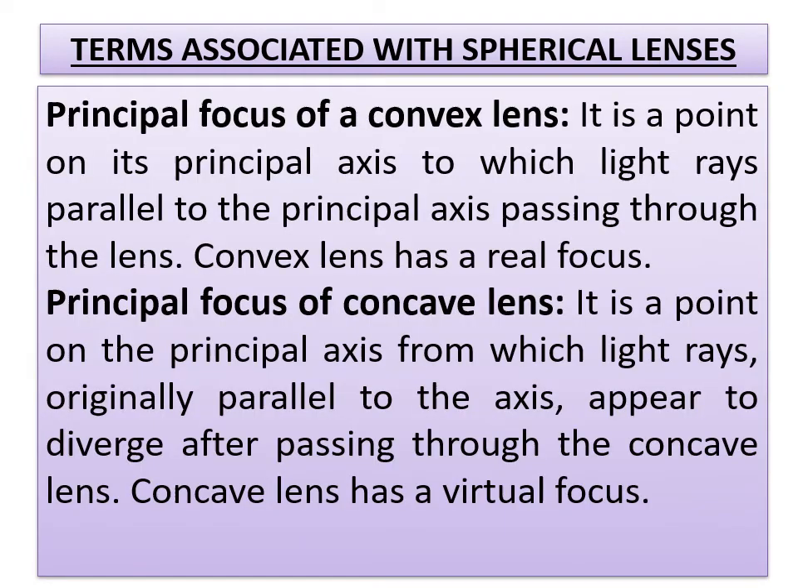So we are defining the principal focus of a convex lens. It is a point on its principal axis to which the light rays parallel to the principal axis converge after passing through the lens. So a convex lens has a real focus. You have to remember this point. Principal focus of a concave lens: it is a point on the principal axis from which the light rays originally parallel to the axis appear to diverge after passing through the concave lens. So a concave lens has a virtual focus. These two points you have to remember related to convex lens and concave lens.